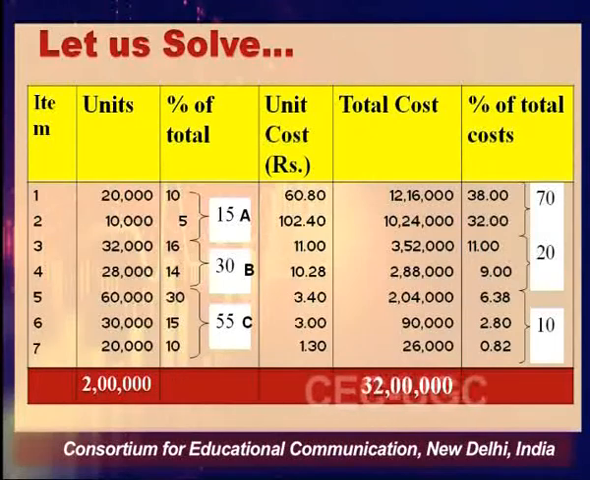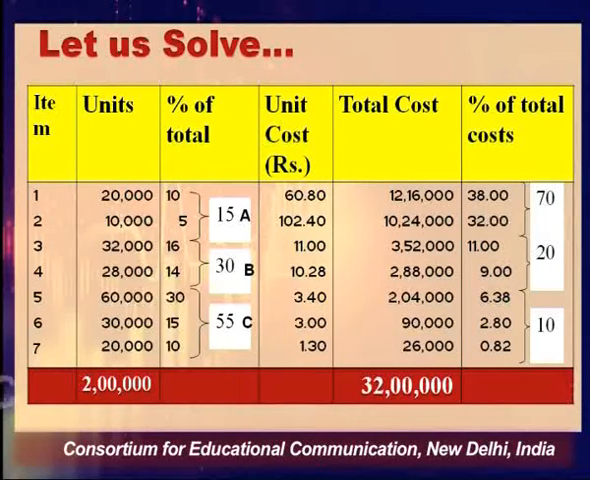And in this way, we have to compute the respective percentage of each item in the production process on total production, total units consumed. So on 2 lakh we have computed the respective share of each and every item. And once it is computed, we have listed it here as percentage of total.